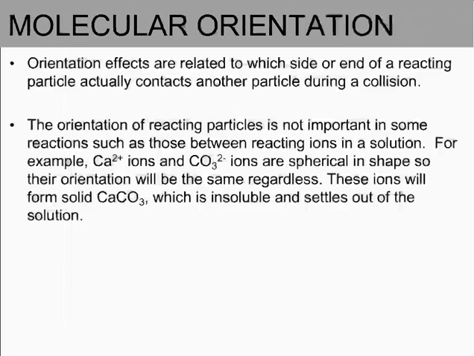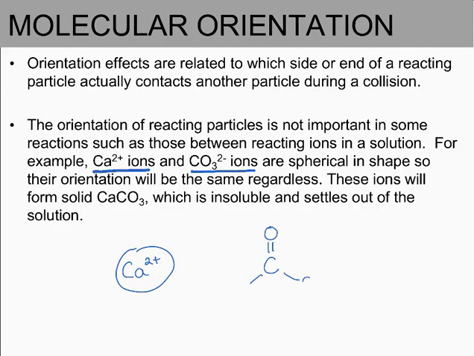Again, orientation effects are related to which side or end of a reacting particle is actually in contact with another particle during a collision. Sometimes this isn't very important. For instance, let's say that we have calcium ions and carbonate ions. Calcium as an ion is just a single atom with a charge, so it's spherical in shape. And then the carbonate polyatomic ion looks like this. So it is trigonal planar.